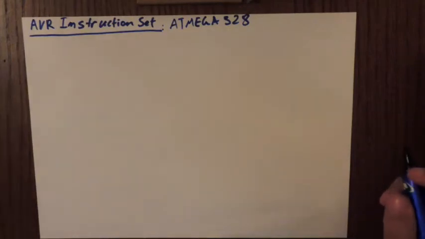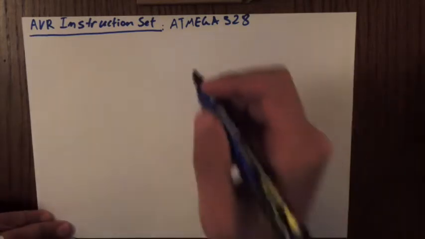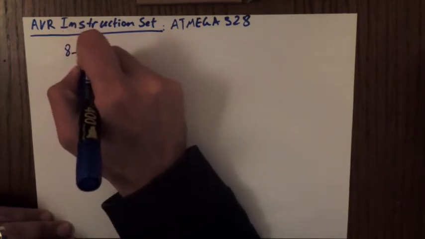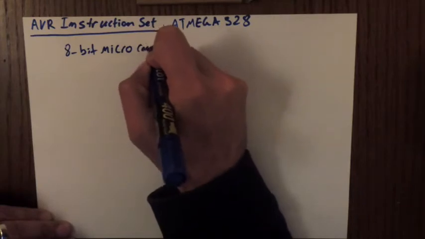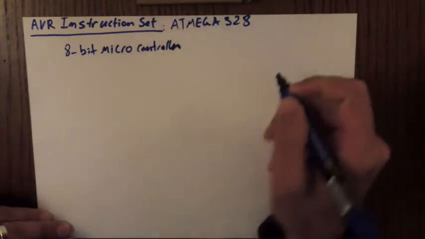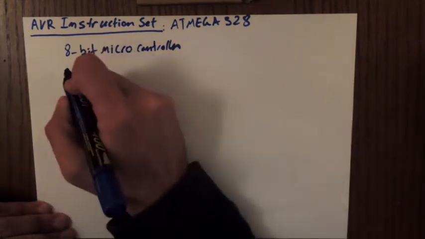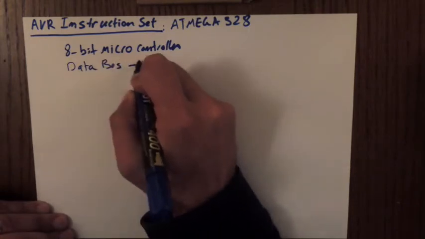Good afternoon, everybody. I would like to start today's lecture about the AVR Instruction Set. We will discuss the AVR Instruction Set for the ATmega328. So this microcontroller is an 8-bit microcontroller. Of course this means that the data bus is 8 bits.